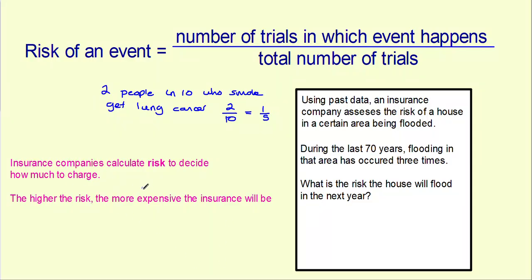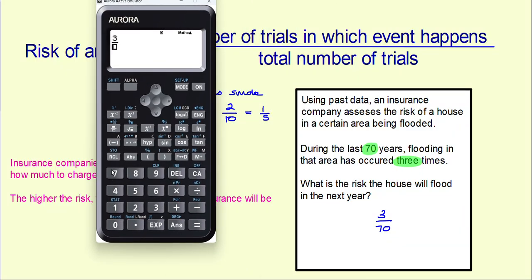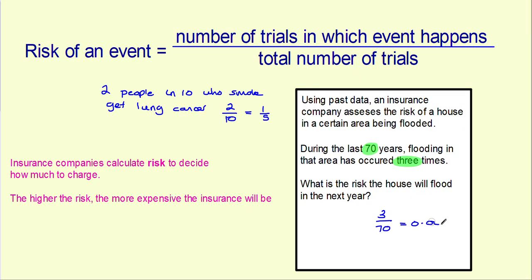So insurance companies calculate risk to decide how much to charge. If the risk is higher, then it becomes more expensive. So here we go, using past data, an insurance company assesses the risk of a house in a certain area being flooded. In the last 70 years, flooding has occurred 3 times. The risk that the house will become flooded in the next year is 3 out of 70. Now you can leave it as a fraction or you can type it into a calculator, get it as a decimal, and it becomes 0.043. Okay, 0.043. That would be 3 decimal places.